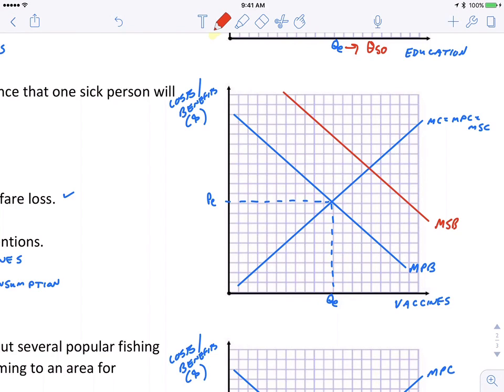Our social benefit curve is far out to the right compared to the private benefit. And we're going to get a socially optimal level, just like before, that is higher. We want to produce more vaccines. And as I just said, we can do that with subsidies or legal minimum consumption of vaccines in order to make sure people are healthier. The overall benefit isn't just to the one sick person, it's to the rest of the society that we don't get sick in addition.